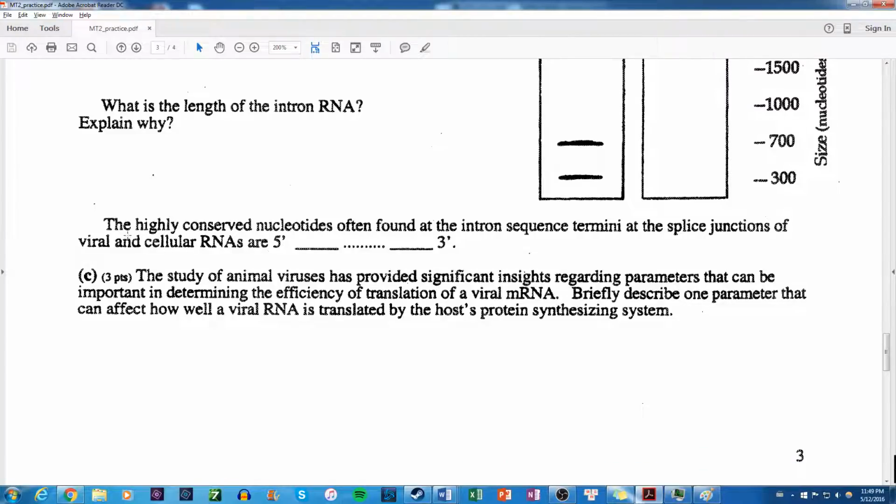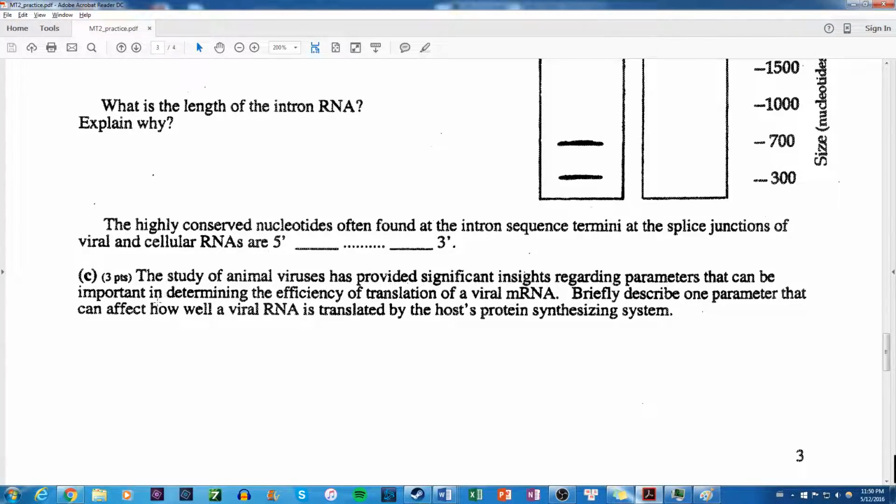Okay, so next question. Highly conserved nucleotides are often found, blah, blah, blah, at the splice junctions. This is something you have to memorize. The answer is GU and AG. Actually, let me just check. Yep, GU and AG. Done.